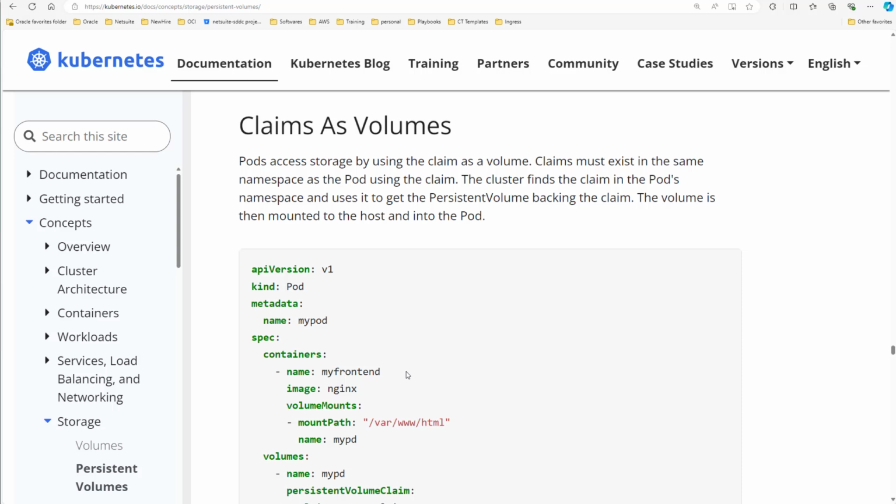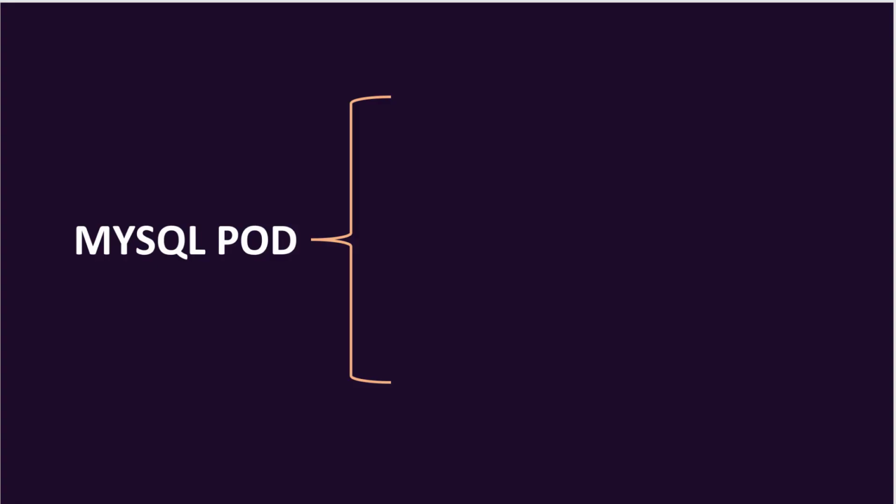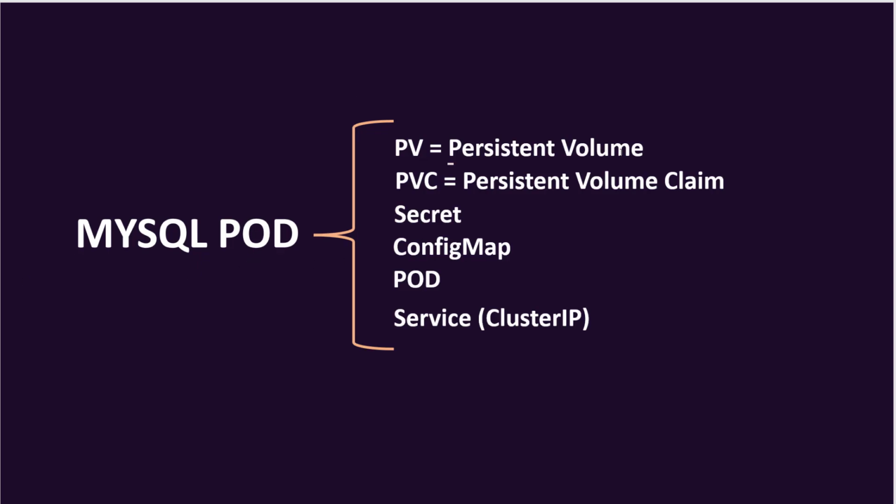So let's go into the terminal and bring up our MySQL pod. If I want to summarize everything that I told you about the MySQL pod, I need to bring up a persistent volume and persistent volume claim, a secret to keep the MySQL root password, and also a config map to keep the initial script for configuring the database, table, and records on MySQL. And then we need to bring up the MySQL pod.